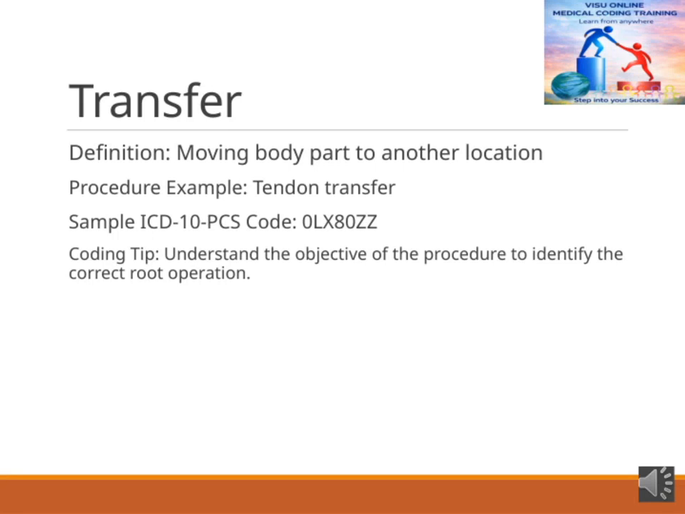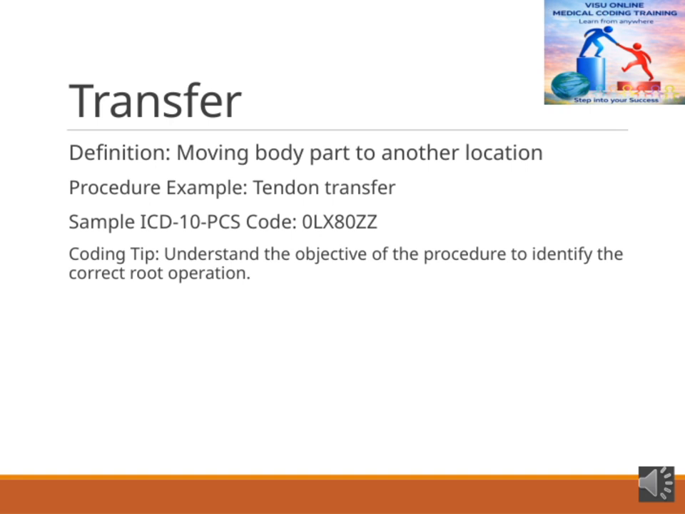Let's take a closer look at the concept of transfer in medical coding. Essentially, it involves moving a body part from one location to another. This is a common procedure, especially when restoring function or improving mobility. One example of this is a tendon transfer, where a tendon is rerouted to assist with movement. For coding purposes, the sample ICD-10 PCS code for this type of procedure is 0LX80ZZ.